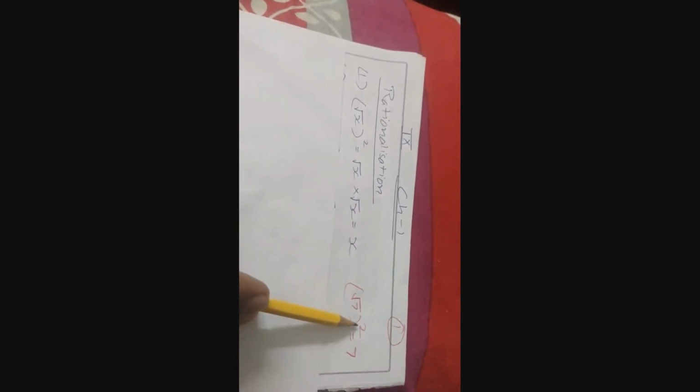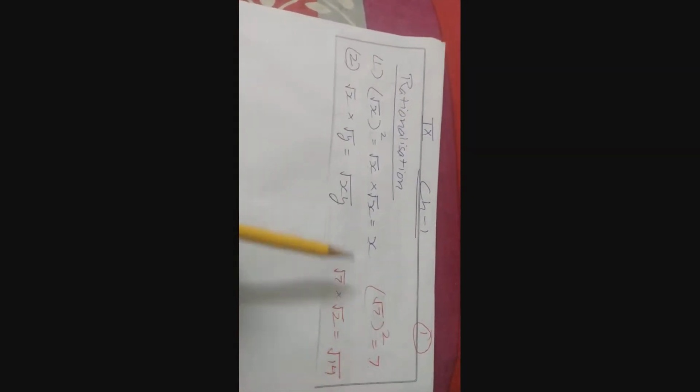Good morning. In chapter number 1, today's topic is rationalization. In rationalization there are some rules. First of all, we go through all those rules. First is root x whole square. Anything power 2 is root x into root x, it becomes x. For example, root 7 square can be written as root 7 into root 7, it becomes 7.